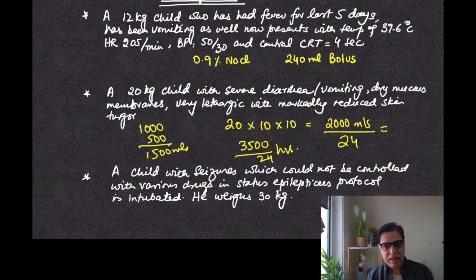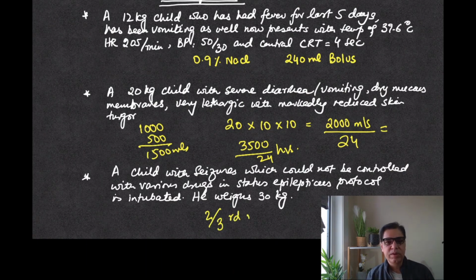So if you do the math, for the first 10 kg of this 30, it would be 1000. For the next 10 kg, it would be 500. So that makes it 1500. And for the next 10 kg, it would be 20 mils per kg, so that would make it 200. So 1000 plus 500 plus 200 would be 1700. And of this 1700, if you take two-thirds of it, that would be around 1400 something, that has to be given to this child over 24 hours. So that is two-thirds maintenance. So the key here is that you calculate and you have to give two-thirds of the maintenance fluid.